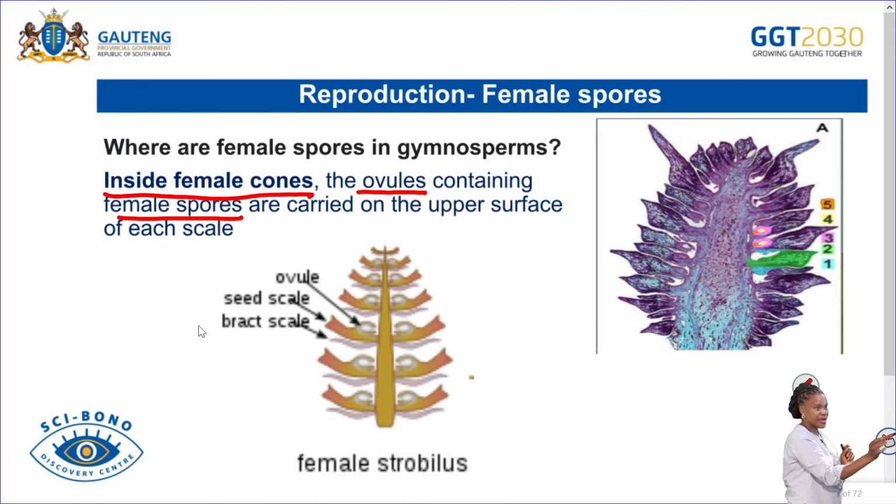So what is happening here? This is an example of a female cone. So on the bract here, this is the bract, and then we are having what? We are having the bract scale, and then on the bract scale, that's where we are having the ovule. The ovule is developing on the what? On the seed scale. So this is where we are getting what? The ovule.